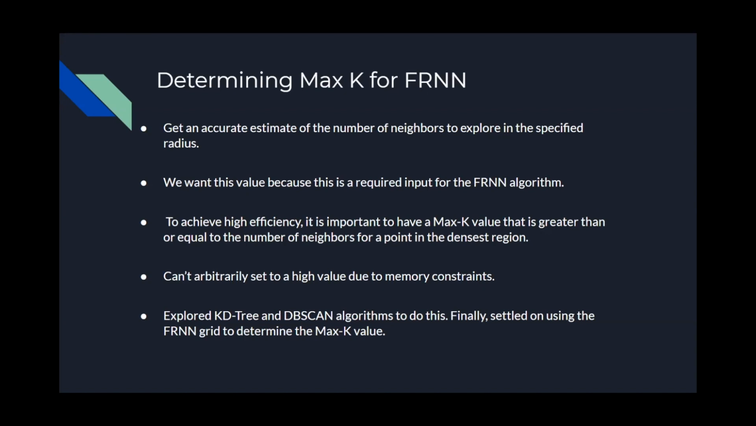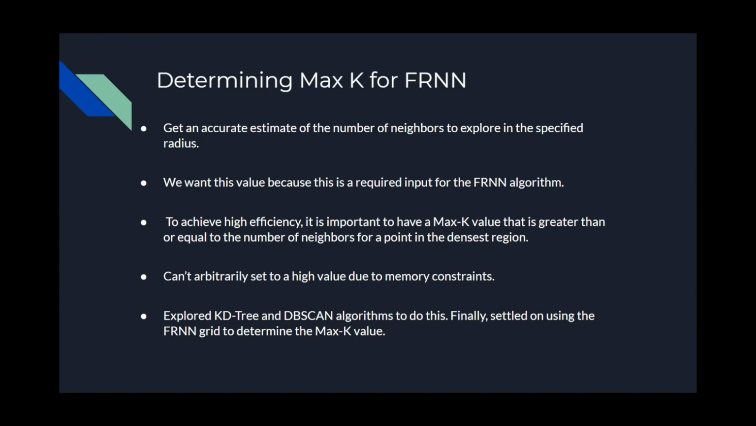Then the next thing I looked at was choosing the max K for the FRNN. As we saw before, max K is the input for build edges, and this is also subsequently an input to the FRNN algorithm. We need this because in order to achieve high efficiency, it's important that we have a max K value that is greater than or equal to the number of neighbors for a point that belongs to the densest region in the embedded space. You can't arbitrarily set this to a high value because of memory constraints.